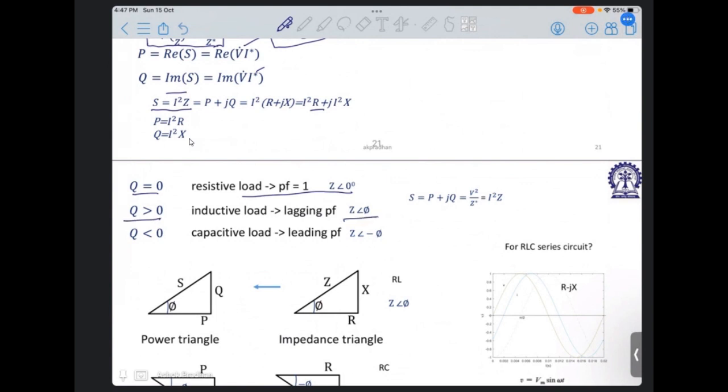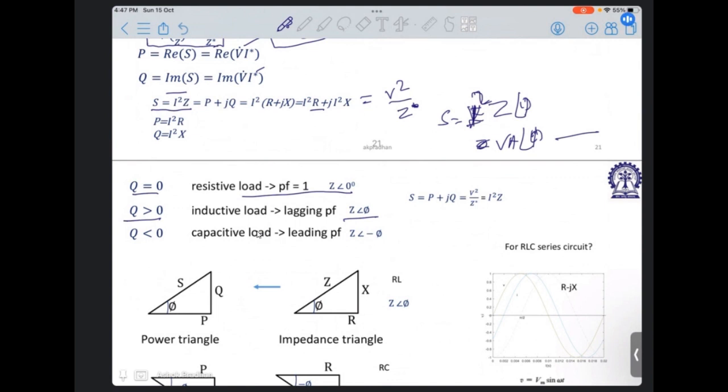That is from here only, where from this relation I square Z equals V square divided by Z conjugate. S equals I square Z, I is the magnitude squared, and Z is Z angle, straightforward, or V square divided by Z conjugate. So if S equals I square Z, it means that Z has an angle phi. So with this magnitude, S, the volt-ampere, will also have a phi angle.